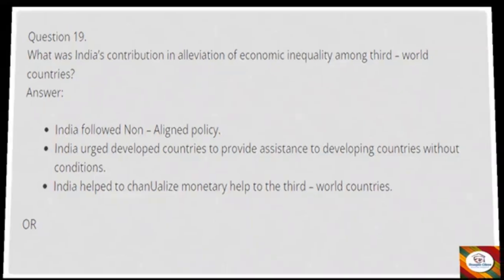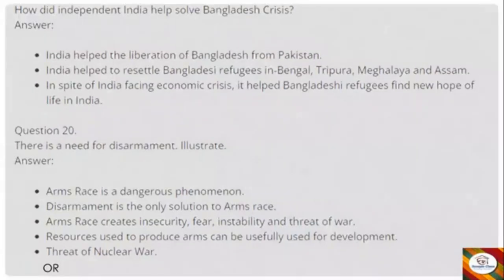The second option here is, or how did independent India help solve the Bangladesh crisis? Answer: India helped the liberation of Bangladesh from Pakistan. India helped to resettle Bangladeshi refugees in Bengal, Tripura, Meghalaya, and Assam. In spite of India facing an economic crisis, it helped Bangladeshi refugees find new hope of life in India. Okay, so you can write any one for question number 19.